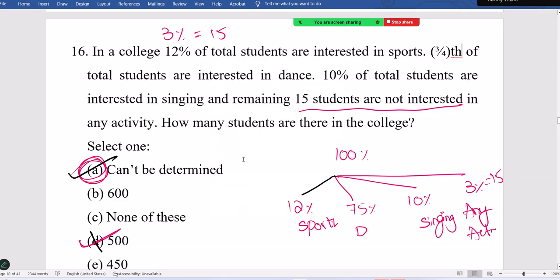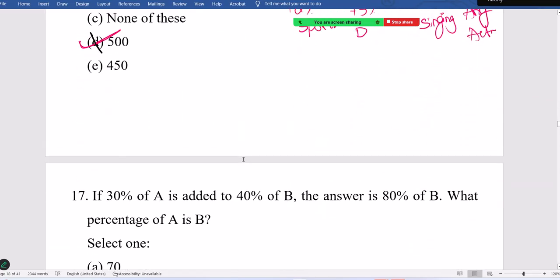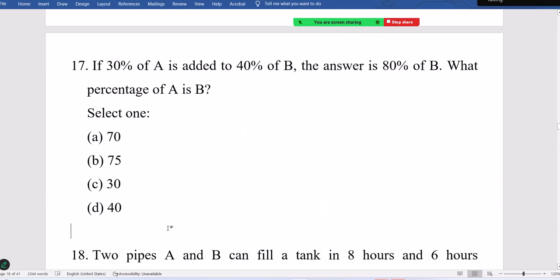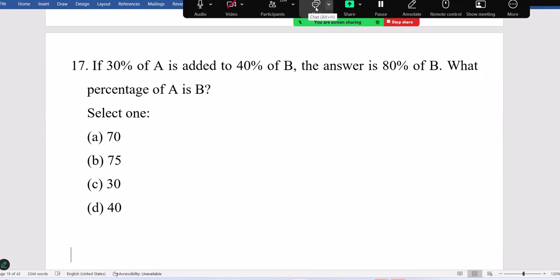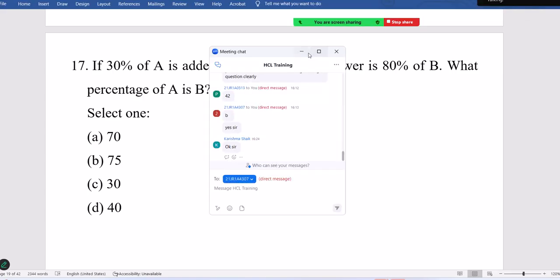Okay, no responses means no one is active. Cool.